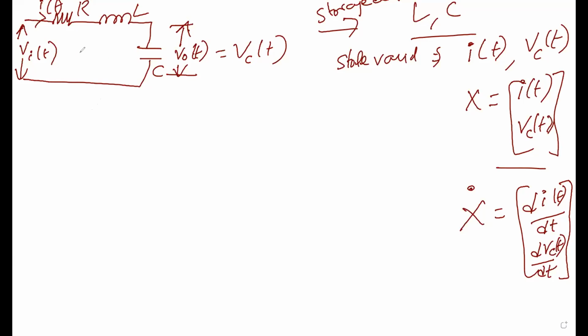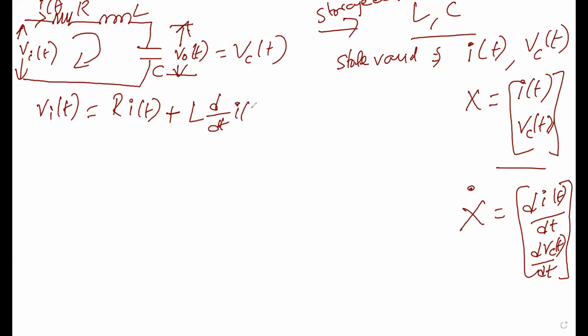Apply KVL, which gives Vi of t equal to the current flowing through the resistor, R into I of t, the voltage drop across the resistor, plus the voltage drop across the inductor, L d by dt of I of t, plus the output voltage across the capacitor, Vc of t.